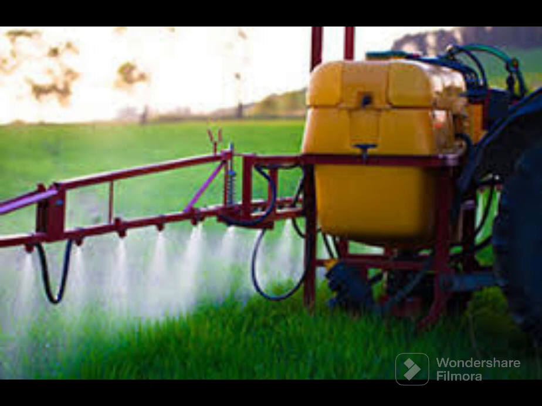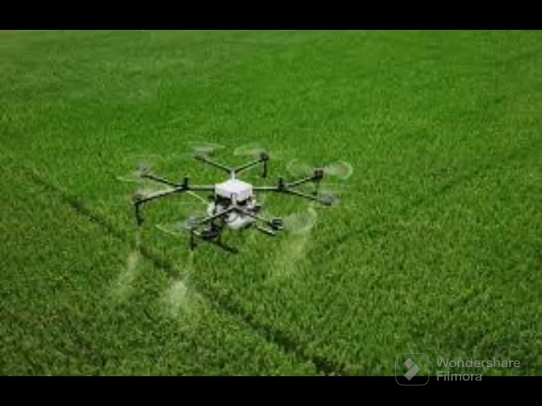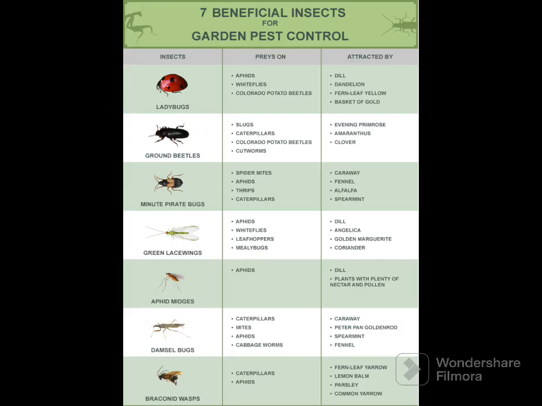Then another method is the drones. So that's a drone that is spraying some crops over there, and that's a more advanced way of controlling some pests. And we also have some knapsack sprayers, you know them. And the next method of controlling pests is biological method.